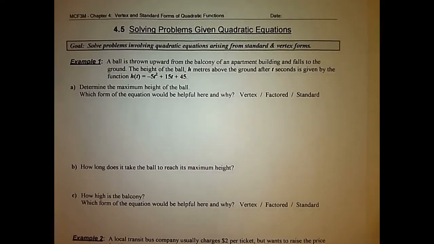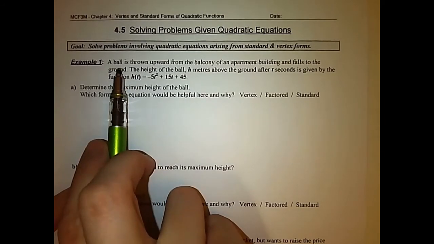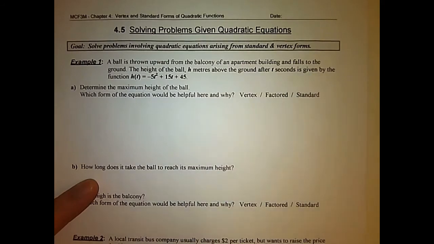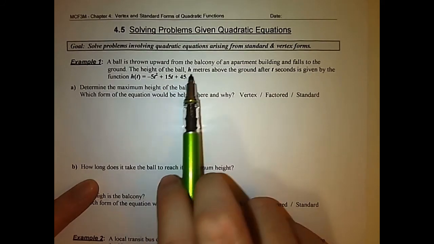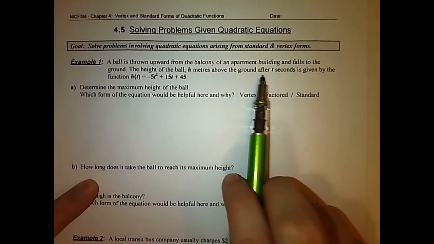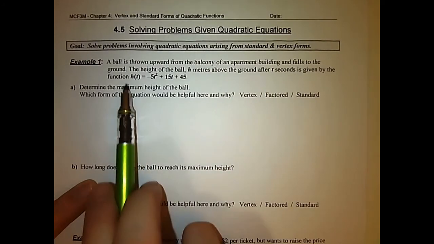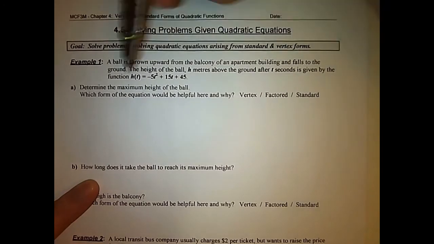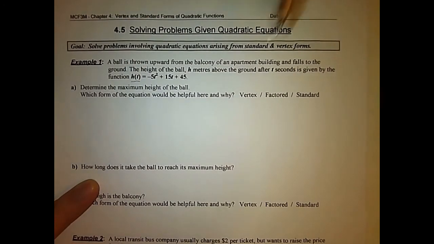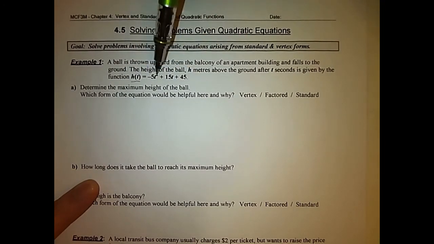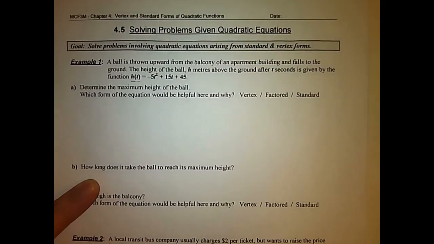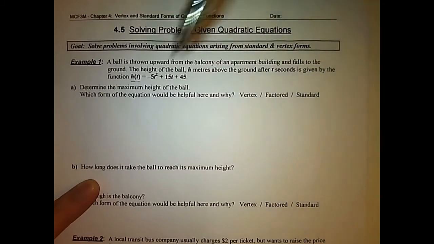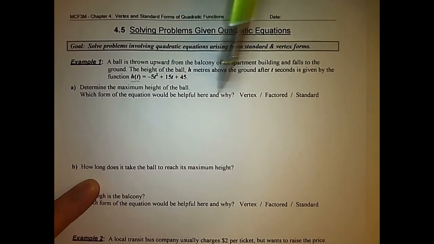and then you'll be asked to do that yourself. So for example 1, a ball is thrown upward from the balcony of an apartment building and falls to the ground. The height of the ball, h meters above the ground after t seconds, is given by this function. So the h at t here represents the height. And the equation just represents the height at different t times. So determine the maximum height of the ball. Which form of the equation would be helpful here and why?